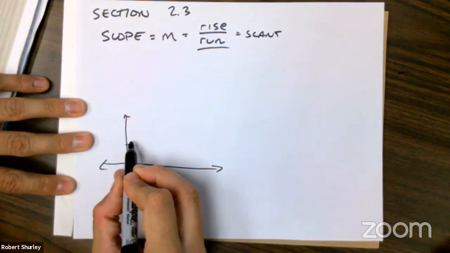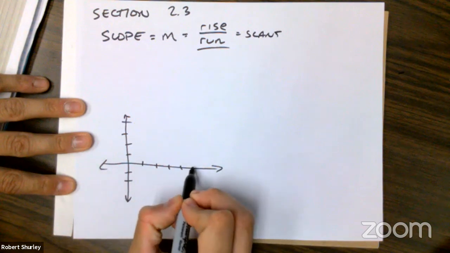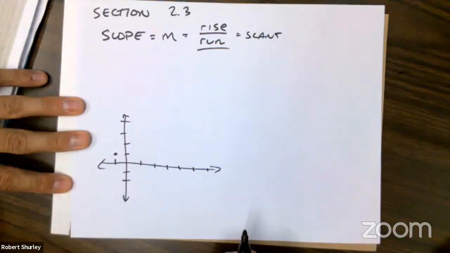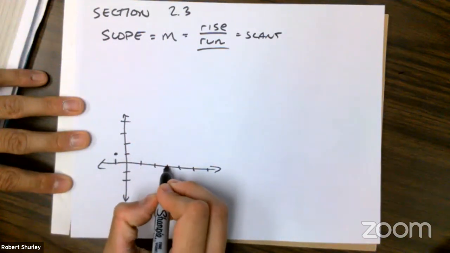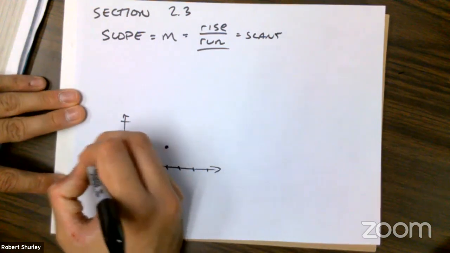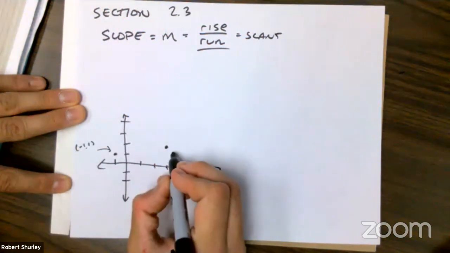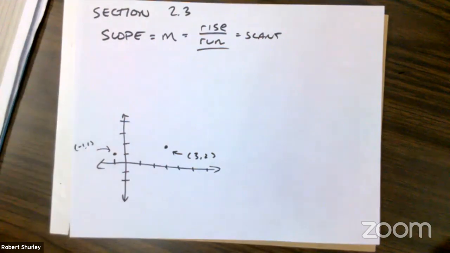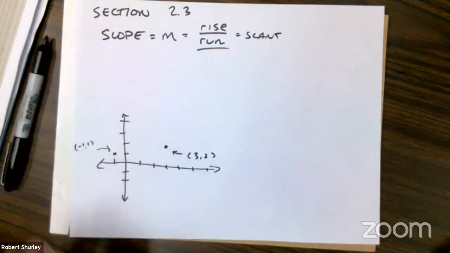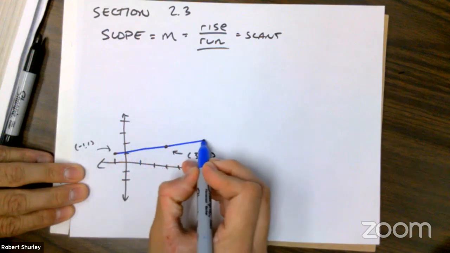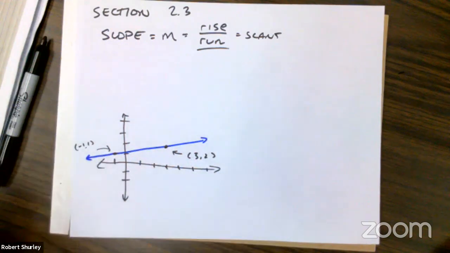I use a lot of different colors today. Let's say I've got some line, and we'll do a few different lines here. It starts at -1, 1, and goes to 3, 2. If I wanted to find the slope, the easiest way is to think of it in this rise over run terminology. So I'm going to draw a line for this slope.